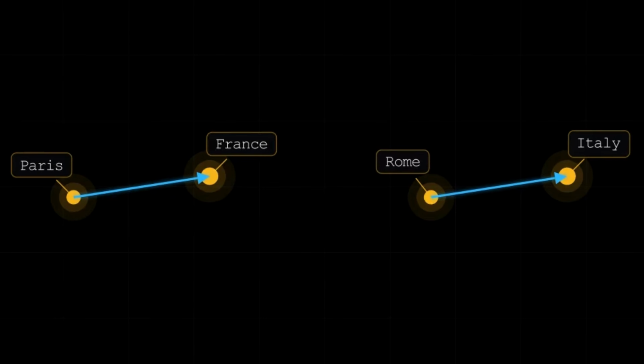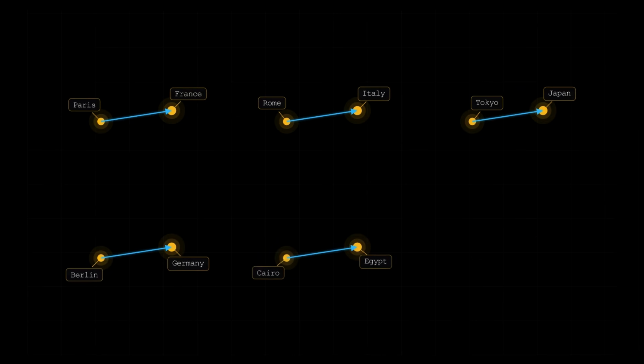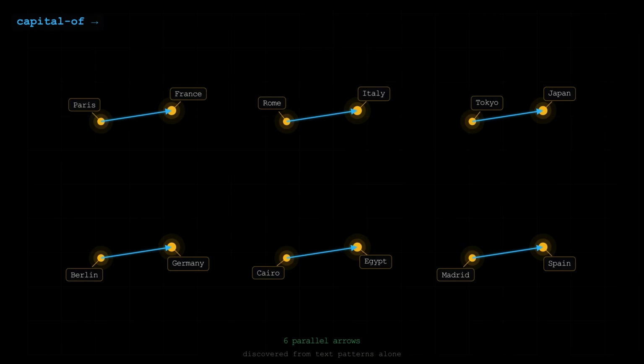Almost the same direction, almost the same length, every single time. The same arrows 6 times in 6 different places in the space, because the relationship between a capital and a country is a geometric property that the model discovered entirely from patterns in text. And here's the part that should genuinely unsettle you.